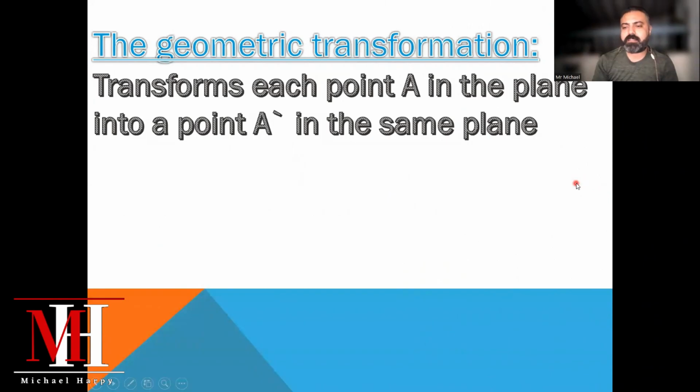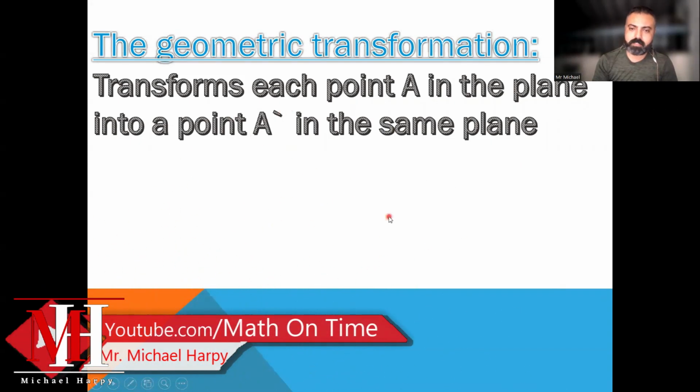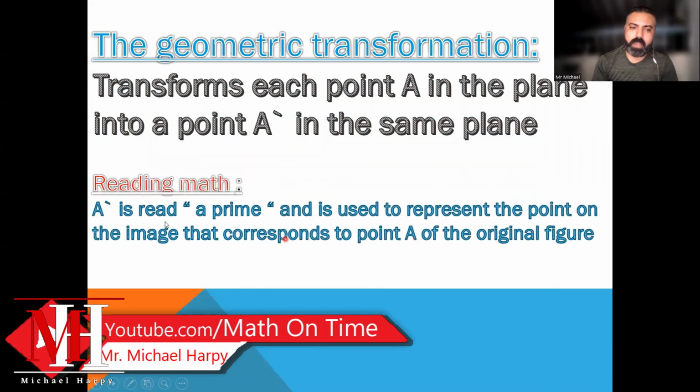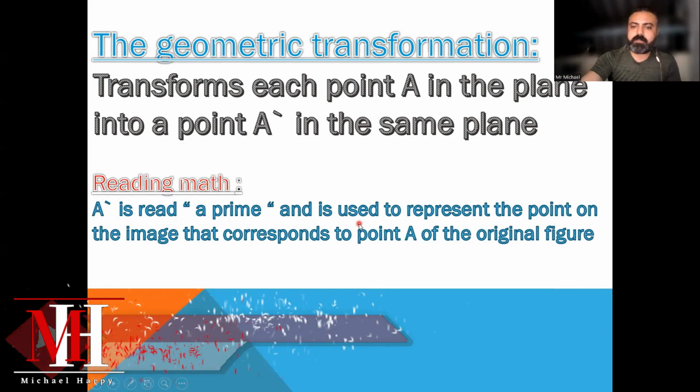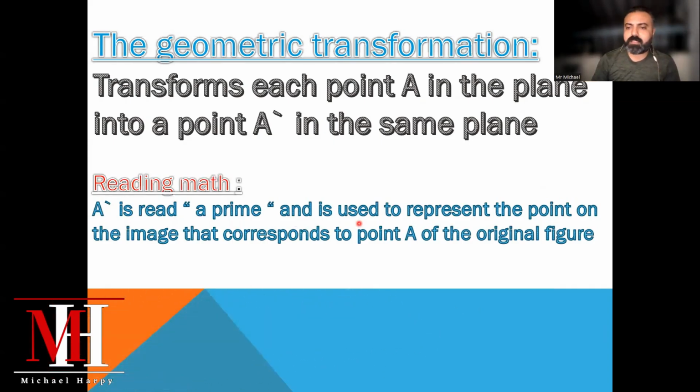If we have a plane and one point, for example, point A, in the same plane, this point can be transformed into point A dash. A dash is read A prime and is used to represent the point on the image and corresponds to point A of the original figure.